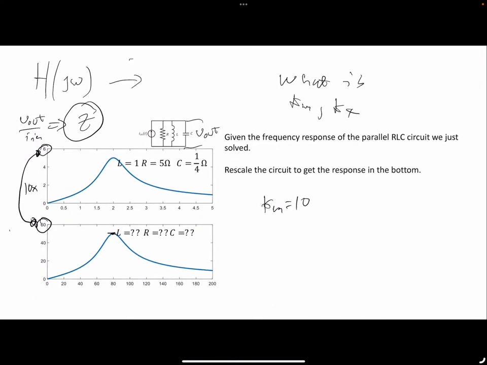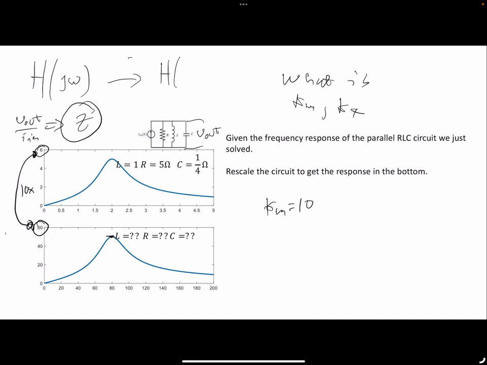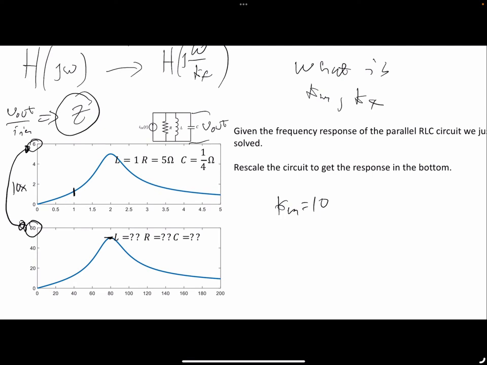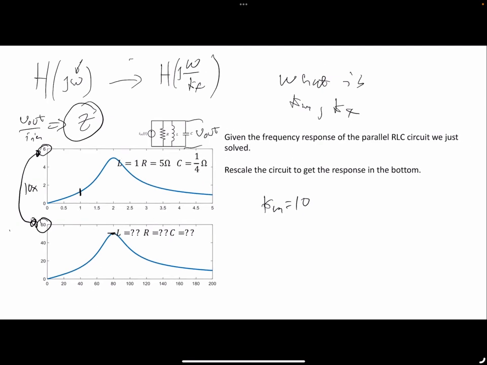Now, to figure out Kf, it's a little bit more tricky. What you can do is look at what happens at 1, and then identify on this graph where 1 is. When you plug in Kf to this expression, you get Kf over Kf.